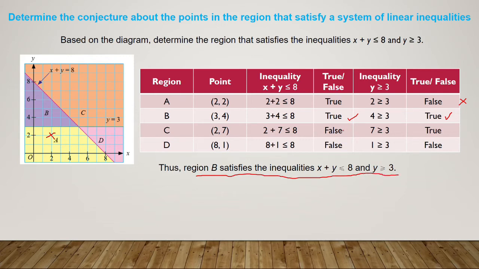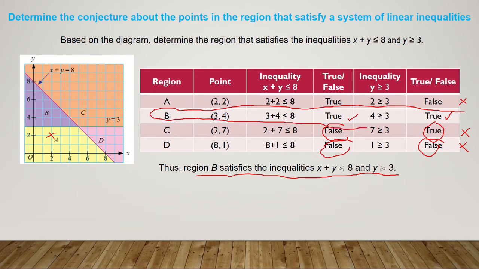Okay, and then this one is false. This one is true, also not. And the last one, false, false, also does not satisfy. So the only one that satisfies the inequality is this. Okay, point (3, 4). Okay, what does it mean actually?